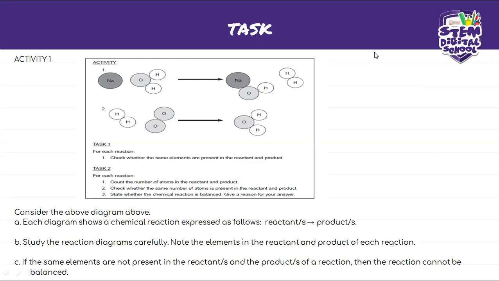Yes, you are answering all of them. You take number one, then you answer the questions. So when you are done, you take number two and you answer the questions. You understand what I'm saying?